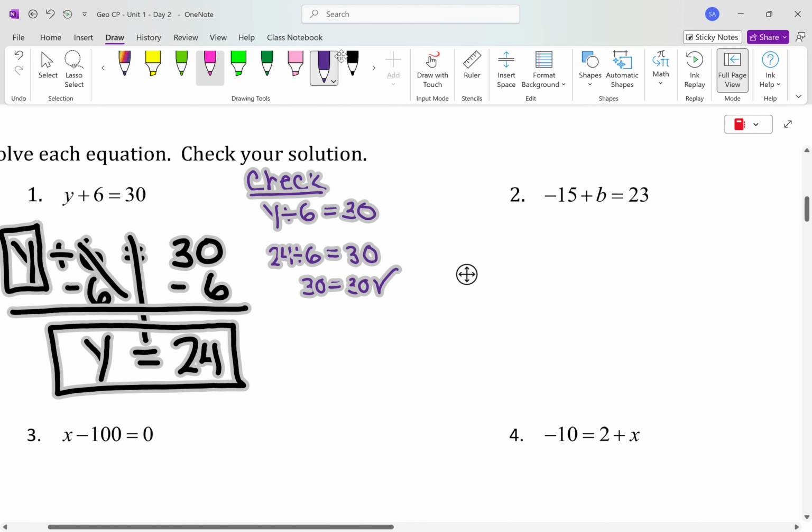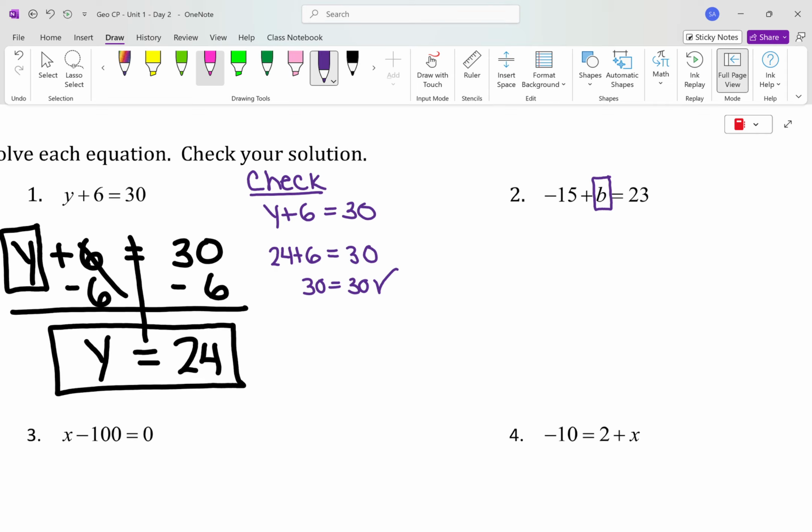Okay, for number 2, we're solving for b. And I know the 15 and the b are being added together, but it's not a positive 15. What kind of 15 is this? It's a negative 15. So isn't adding a negative 15 the same as subtracting 15? So in reality, I'm not really adding, I am subtracting. That negative 15 is really subtracting. So to move it to the other side, I'm not going to subtract 15 because it's already subtracting. How do I move it to the other side? The opposite of subtraction, which is adding.